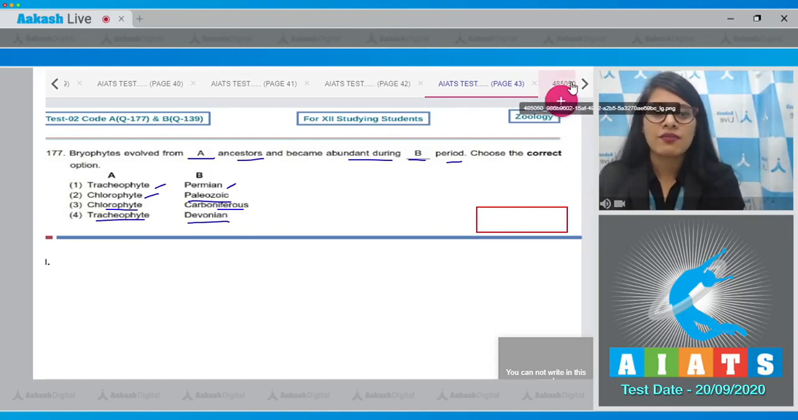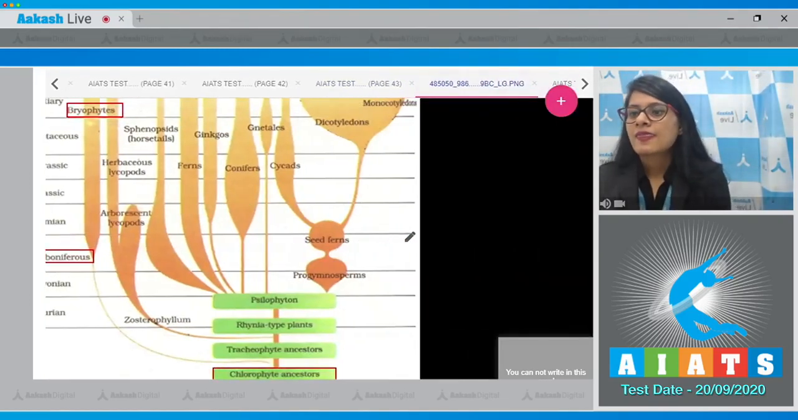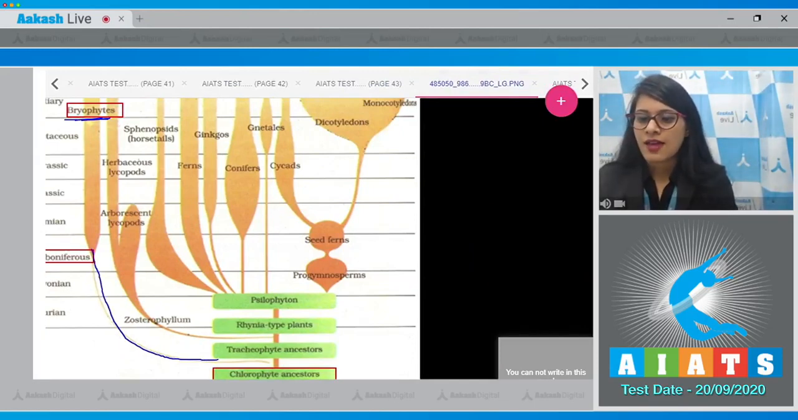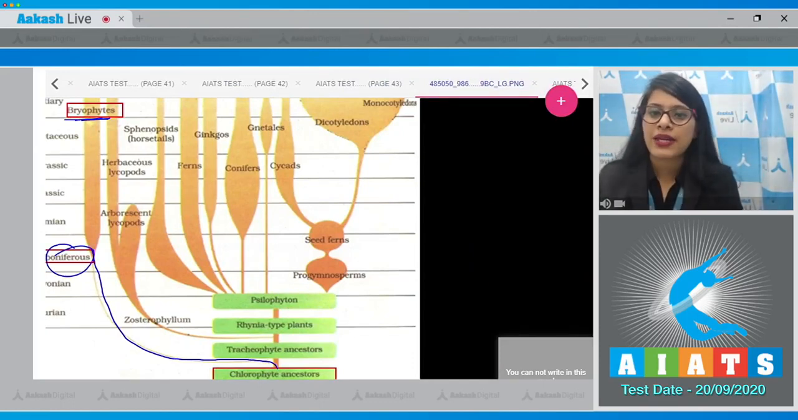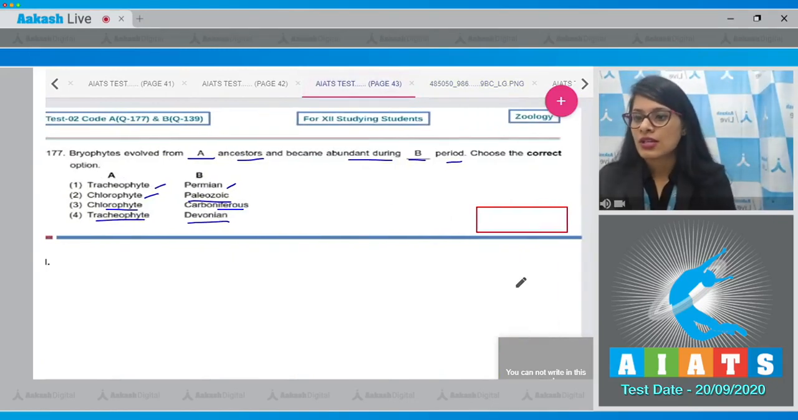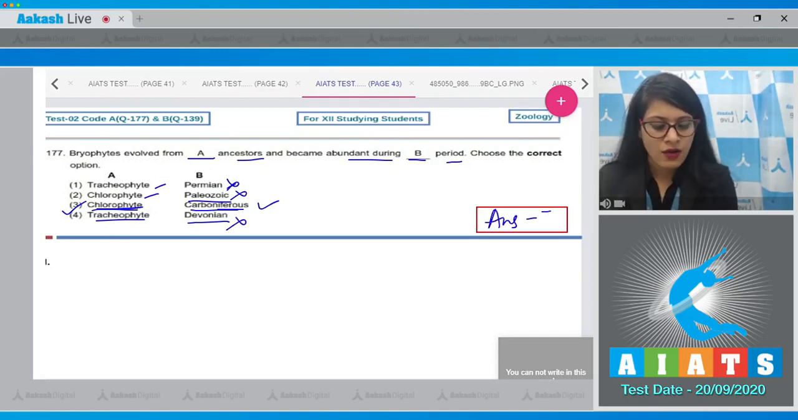If you have a look at the figure given in your NCERT book, you can see that bryophytes have evolved from chlorophyte ancestors in Carboniferous period. So the correct answer to this question is option number 3, chlorophyte ancestors during Carboniferous period. Option number 1, tracheophyte and Permian is incorrect. Option number 2, chlorophyte Paleozoic is incorrect. Option number 4, tracheophyte Devonian is also an incorrect option. And the correct answer is option number 3. Let's move on to the next question.